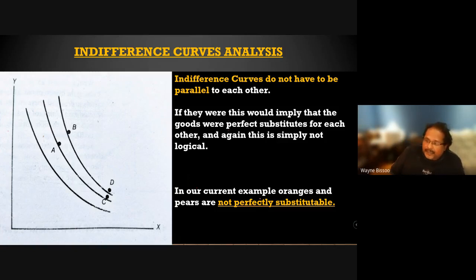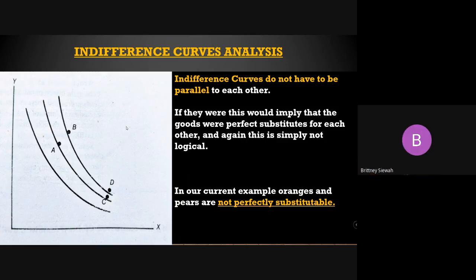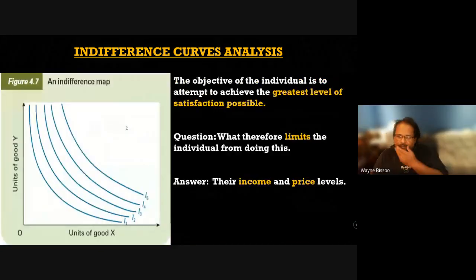Our examples here, pears and oranges, are not perfectly substitutable because pears are what? Can we get vitamin C from pears? Citric acid from pears? Nope. Those could only come from citrus fruits. Making sense so far? Yes, sir. Cool. All right. So the objective of the individual is, as we said before, to achieve the greatest level of satisfaction possible. And that therefore is going to be somewhere along this highest level of satisfaction here. So far, so good?